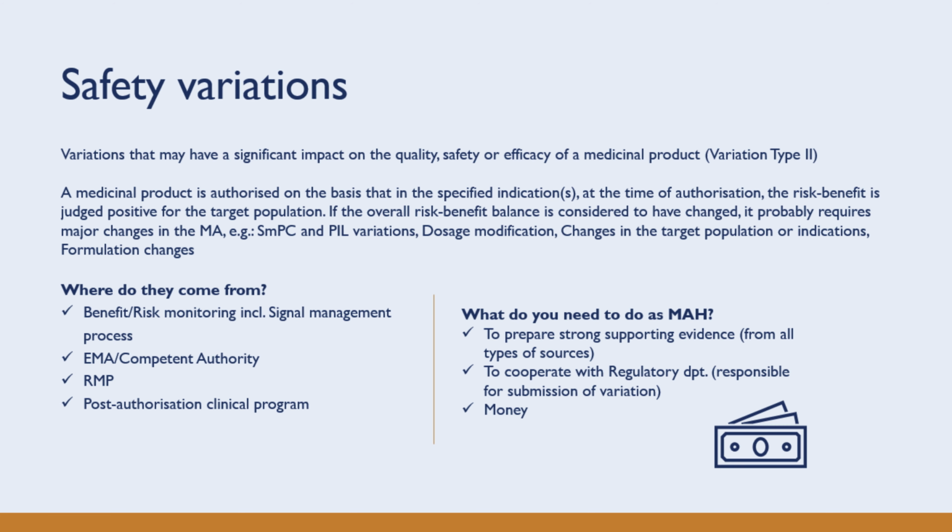Safety variations. In discussing safety variations, we explain the types of changes that might occur in a medicine's life cycle that could significantly impact its quality, safety, or efficacy. We also cover the roles of marketing authorization holders, MAHs, and regulatory bodies in managing these variations, emphasizing the collaborative efforts required to ensure continuous drug safety.